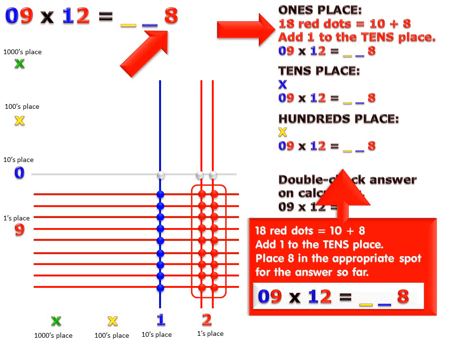So now we're going to write this in at the top of the page, and here's the example. We've counted the red dots, and we have 18 of them. So 18 represents 10 plus 8. Now, of course, we're going to have to carry, so we're going to add the 1 representing that 10 to the tens place. We're going to place the 8, which represents the ones place, in the appropriate spot for the answer so far. So notice we've written in 8 in the ones place and all the various places where we have that listed.